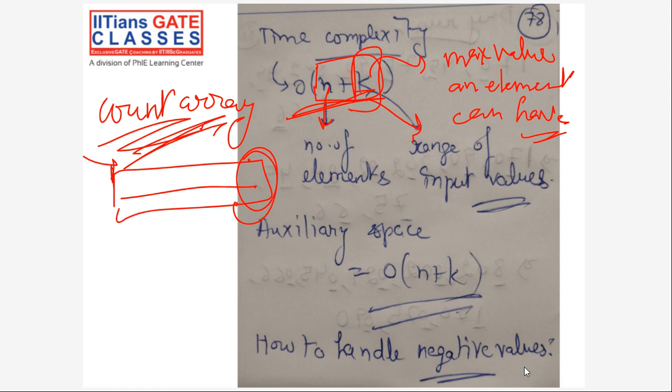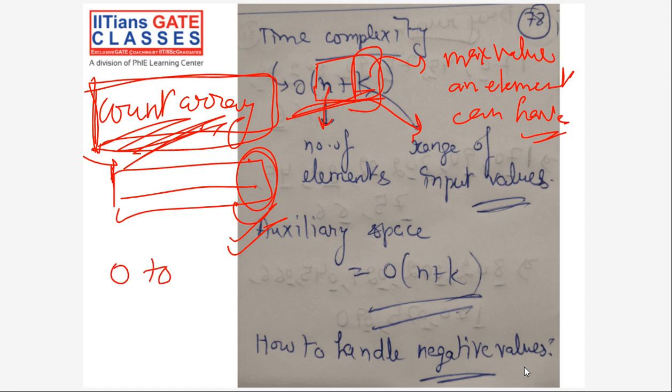But again, the problem is the extra space we are taking. Extra space in terms of what? That count array. This count array is extra space, so it will come under auxiliary space. So till now we discussed the algorithm where your range of values was from 0 to k.